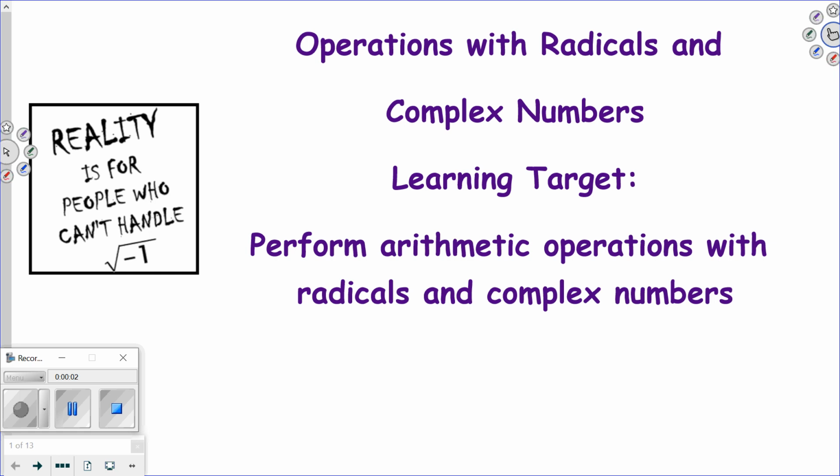All right, so for today, we're still working with radicals, and we're looking at complex numbers. Complex just means it has an I. That's all it means. We're going to look at different arithmetic operations. What's that mean? What's arithmetic?